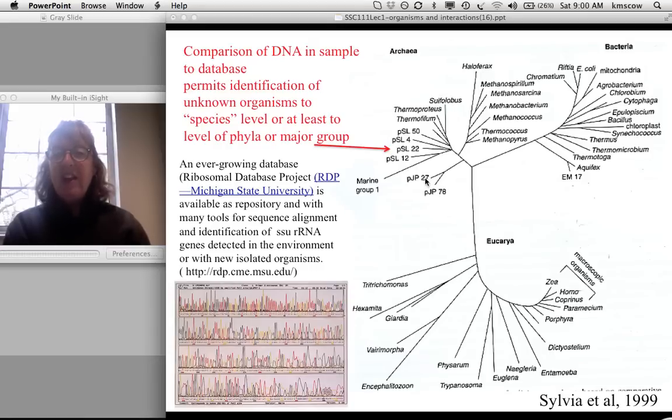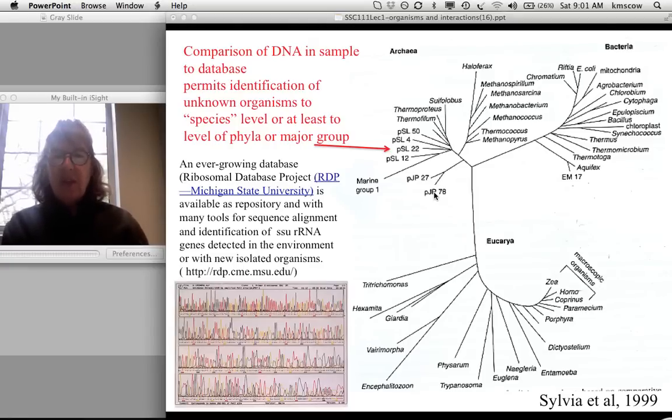Or you may find, like with these other sequences here that just have numbers and initials, that there isn't a match in the existing database, but you can get a ballpark of where your organism falls and who it's related to, which gives you a good head start in thinking about what that organism might do.